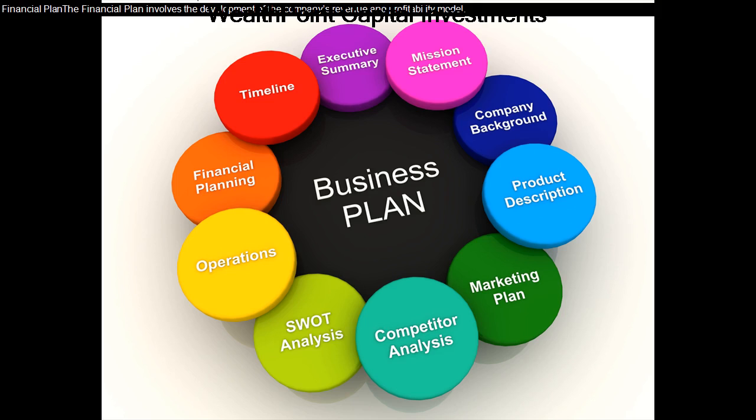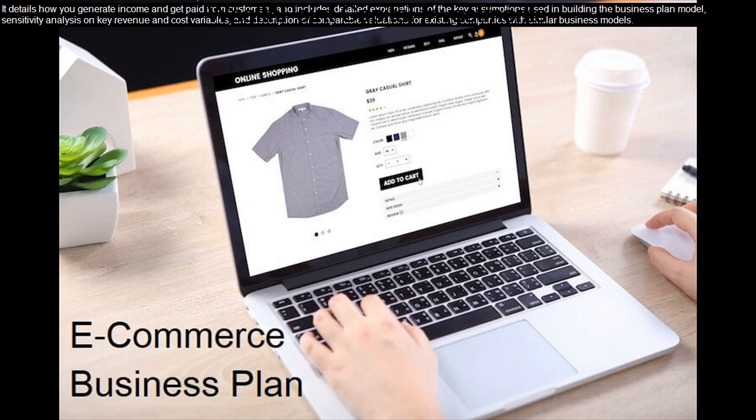9. Financial plan. The financial plan involves the development of the company's revenue and profitability model. It details how you generate income and get paid from customers, and includes detailed explanations of the key assumptions used in building the business plan model, sensitivity analysis on key revenue and cost variables, and description of comparable valuations for existing companies with similar business models.